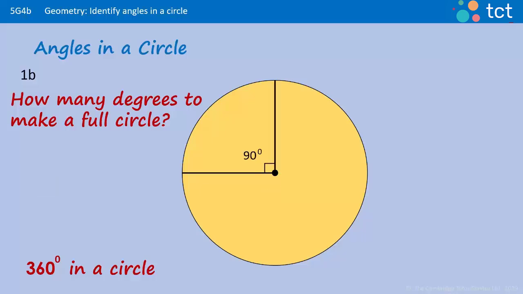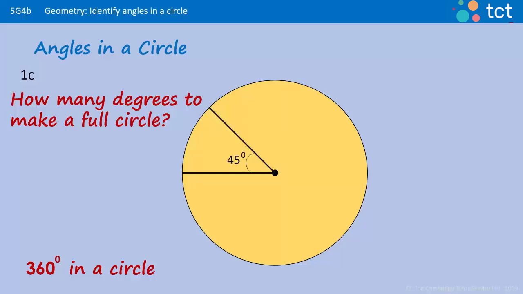1b. We have 90 degrees. How many degrees do we need to make a full circle? We've got a quarter, so we need 3/4. Remember, 3/4 of a circle is 270 degrees.